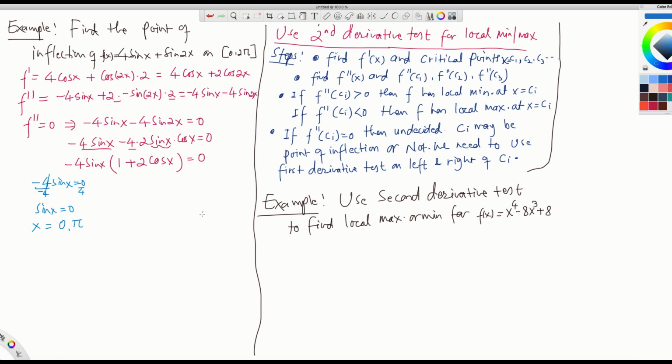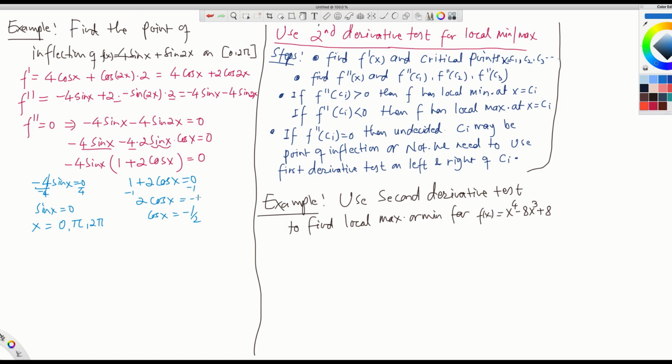Also 2 pi is also 0, right? 2 pi is 360 degrees. Now we need to take that one. 1 plus 2 cosine of x equals 0 as well. So if you solve for cosine x, you subtract 1 from both sides, right? So 2 cosine of x equals negative 1. So what is cosine of x? Cosine of x equals negative 1 half.